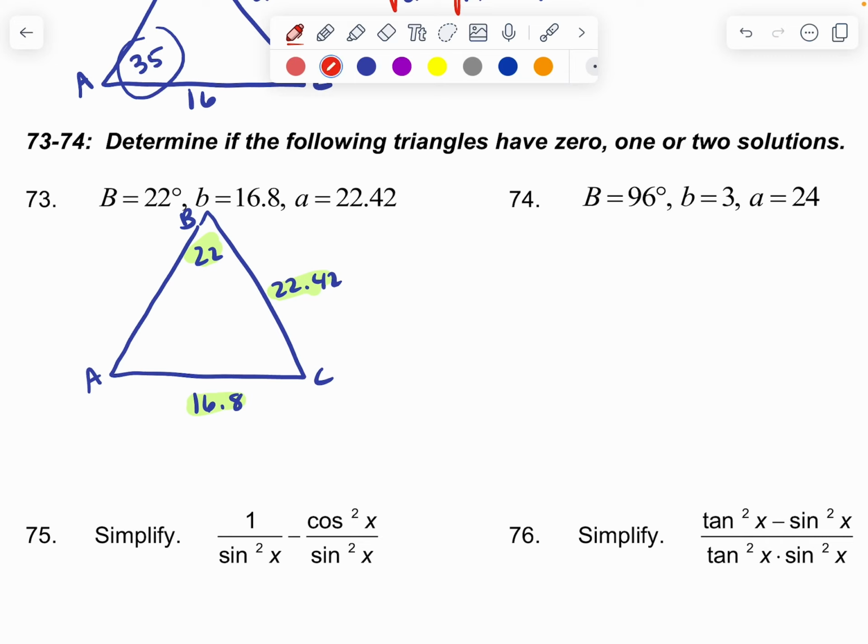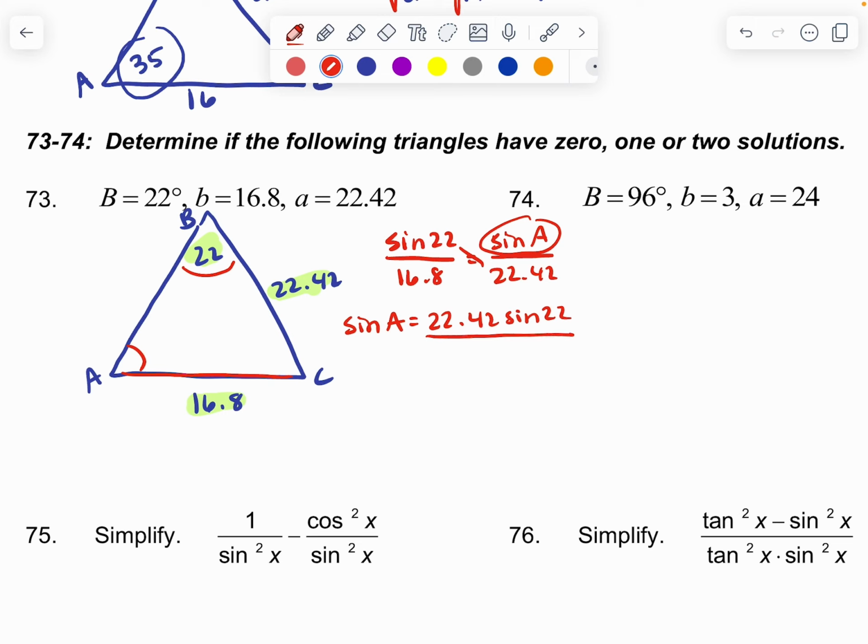Okay? So I have an angle and an opposite side, so I'm going to go ahead and do law of sines. It's going to be the sine of 22 all over 16.8 equals, and then I have no choice but to find angle A. So sine of A all over 22.42. Now look, I'm looking for sine of A. So I'm going to write sine of A equals, I'm going to cross multiply, so 22.42 sine of 22 all over the 16.8.